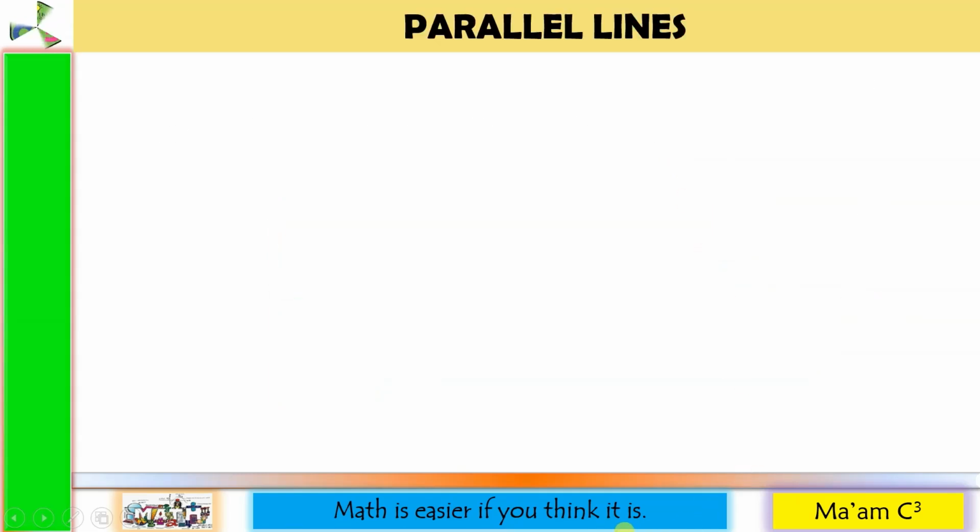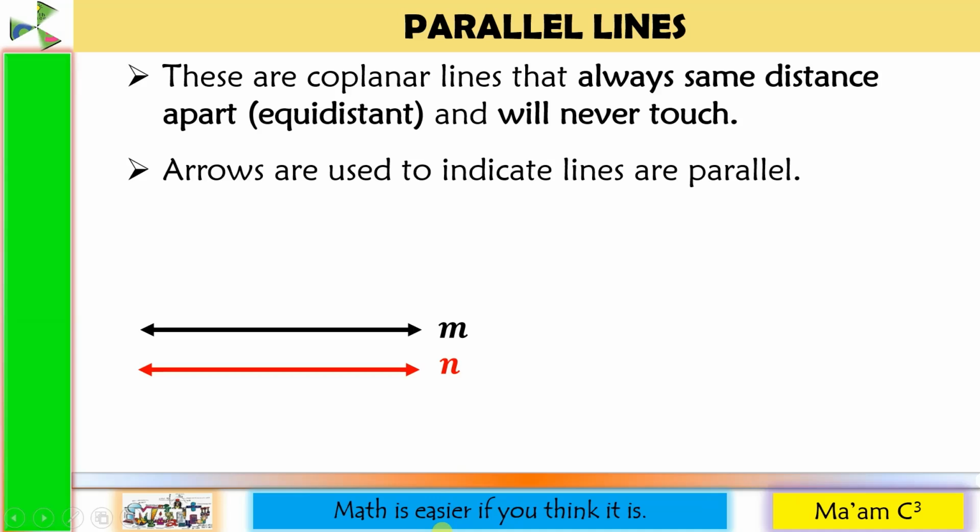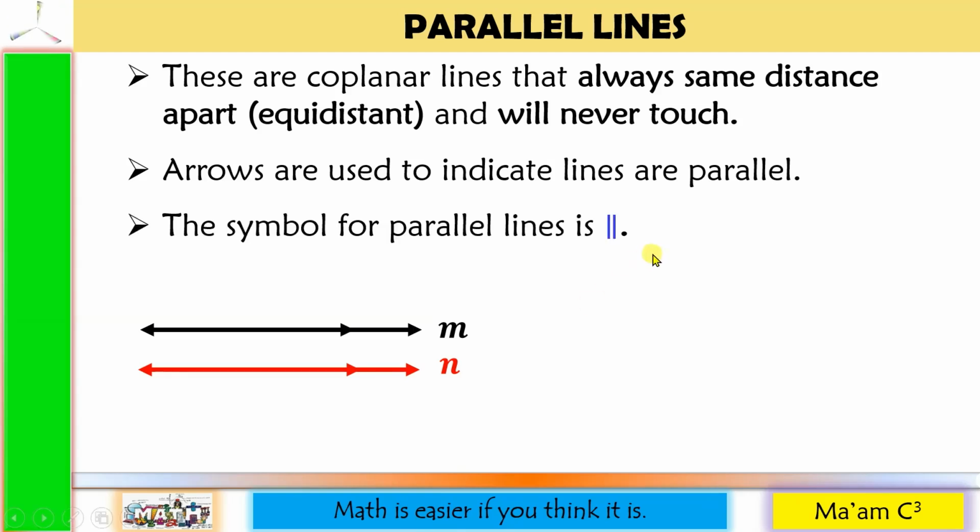Next one, parallel lines. These are coplanar lines that are always the same distance apart, meaning equidistant. They will never touch. Let's have line M. Another one, line N. Arrows are used to indicate lines are parallel. So let us put arrows on both lines. Then the symbol for parallel lines is this one. Therefore, M is parallel with N.